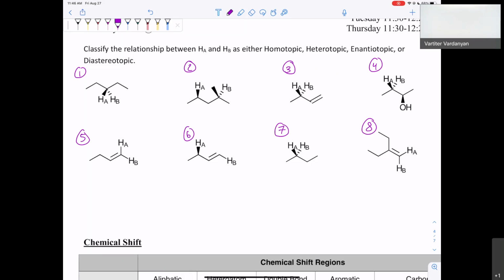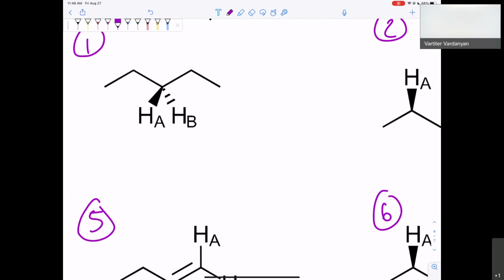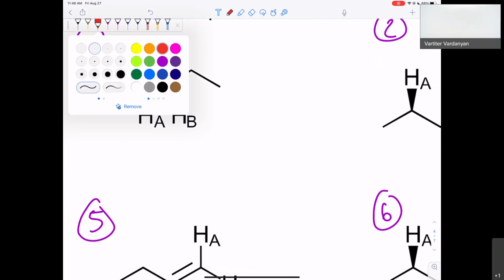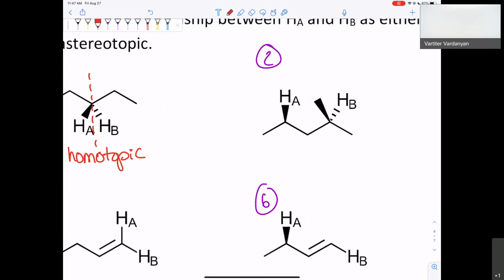So who did number 1? What are you thinking about this one? Well, that's not enough. Why is it homotopic? Perfect. All right. So there is a line of symmetry down the middle. Therefore, this is not a potential chiral center. Everything is symmetrical. So these are homotopic. Anyone disagree? Cool.